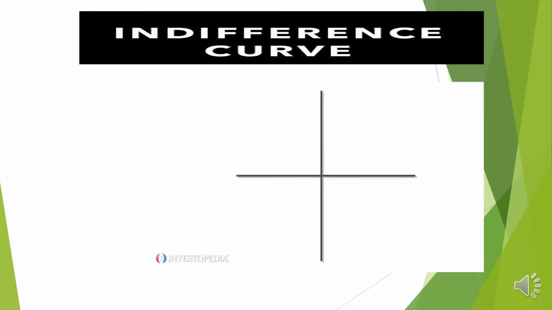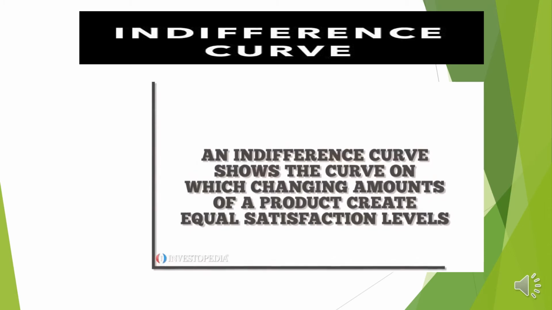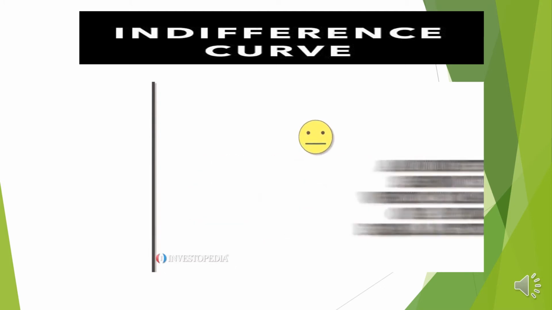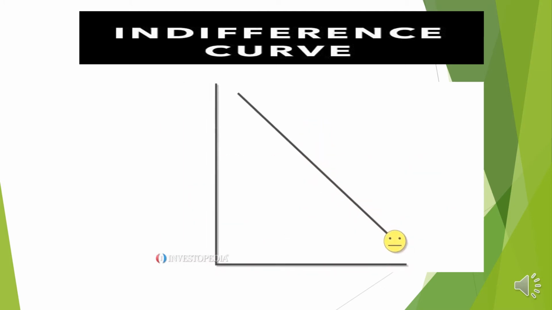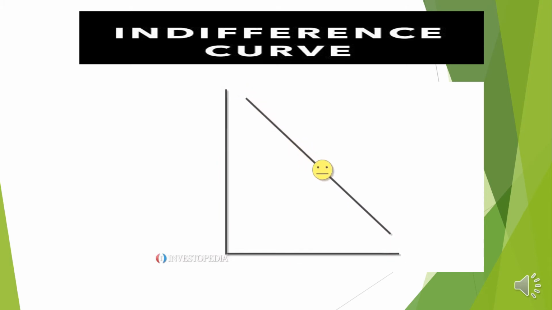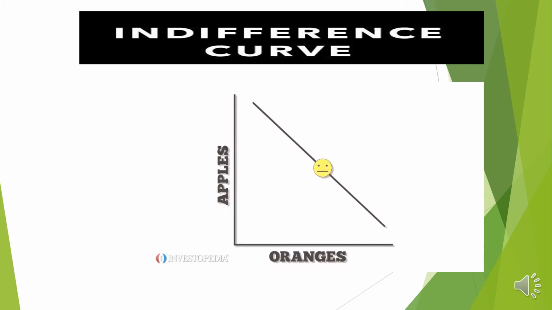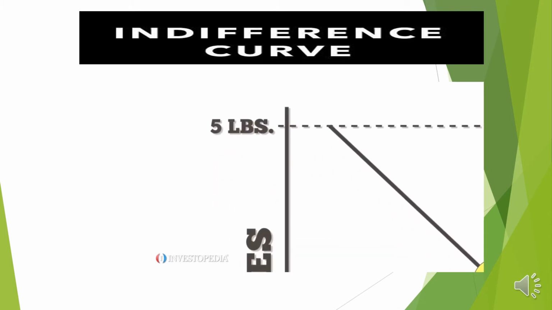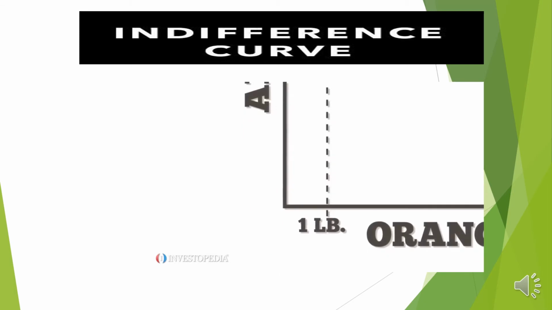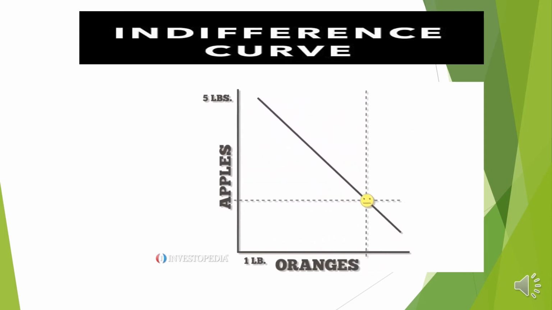Plotted in a graph's upper right quadrant, an indifference curve shows the curve on which changing amounts of a product create equal satisfaction levels. A consumer is indifferent to any combination of goods along the curve because they result in equal satisfaction levels. Suppose you want to stock up on apples and oranges. What are the amounts of each that will bring you equal satisfaction? Plot 5 pounds of apples on the vertical axis of a graph and 1 pound of oranges on the horizontal axis. Because you have more apples, you'd be willing to trade some of them for more oranges.